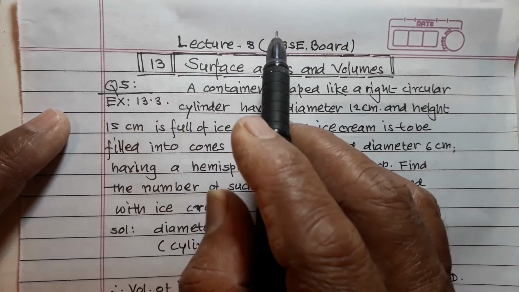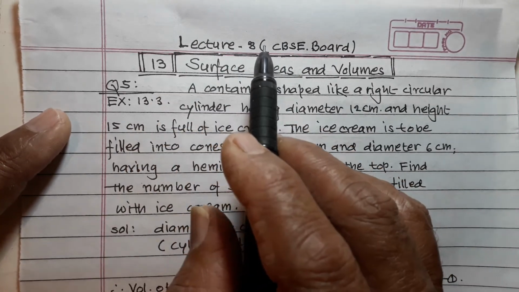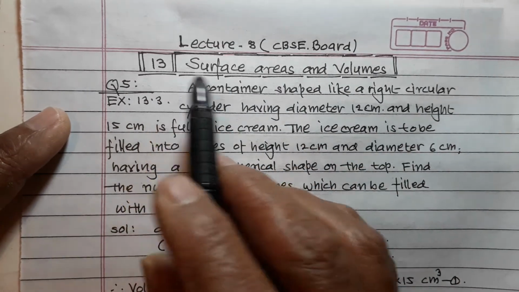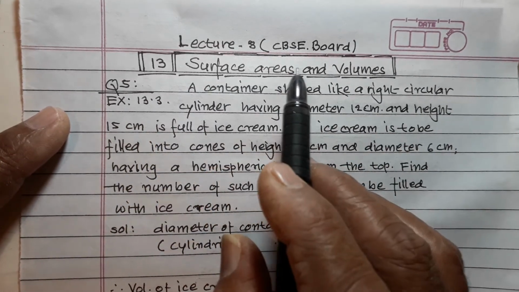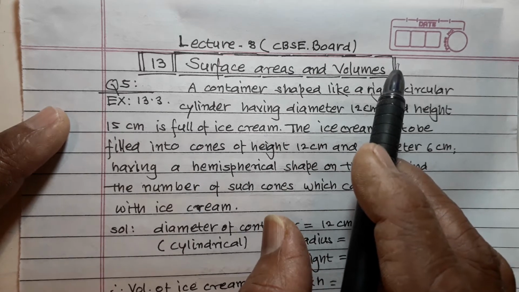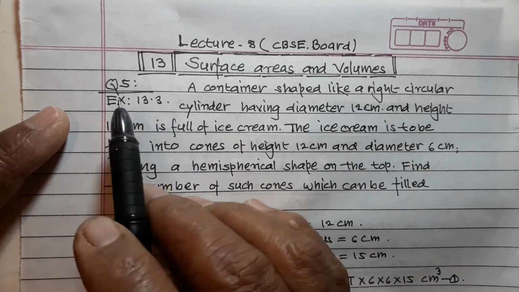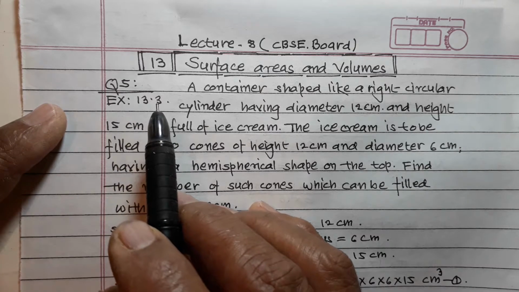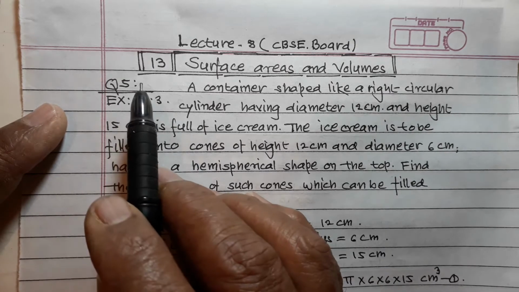Hello, my dear students. Lecture number 8 for CBSE board. Chapter number 13, Surface Areas and Volumes. In this lecture, I am going to explain some examples from Exercise 13.3, question number 5.